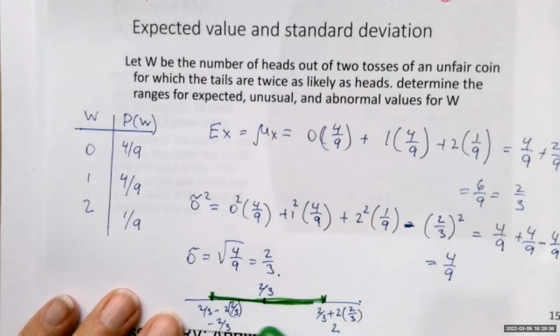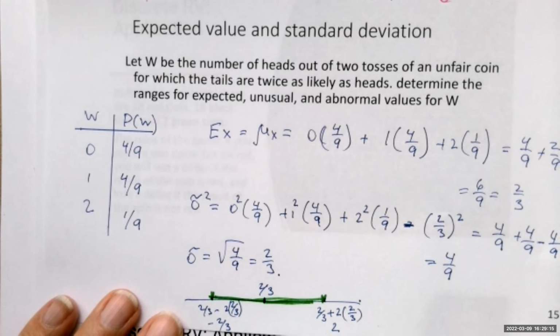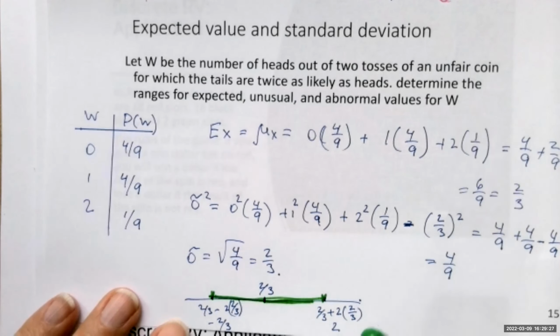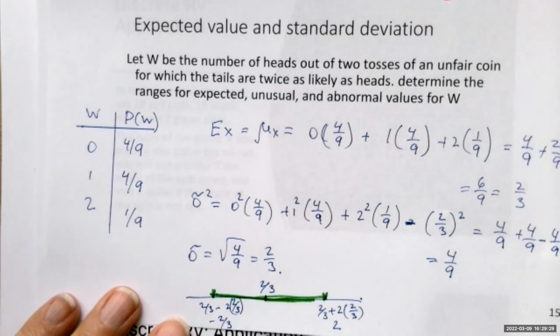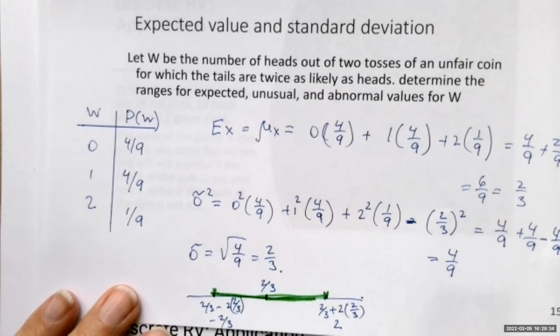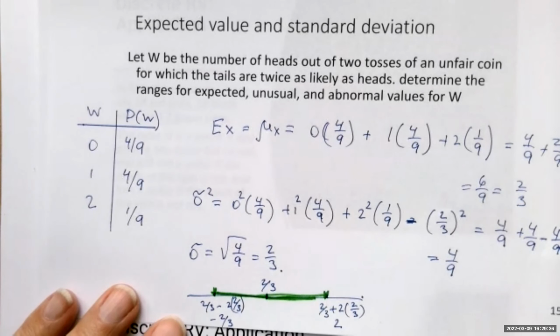So our usual values are going to be between 0, I would say, and 2. So it's normal if we get 2 heads out of 2 tosses. That's usual, but anything more than that is going to be unusual. Now, the question is, if we get 3 heads out of 2 tosses, would that be abnormal or not? So let's find the abnormal boundary here.